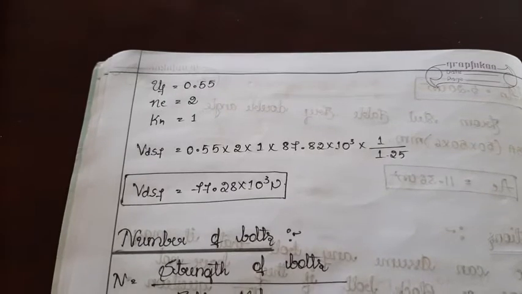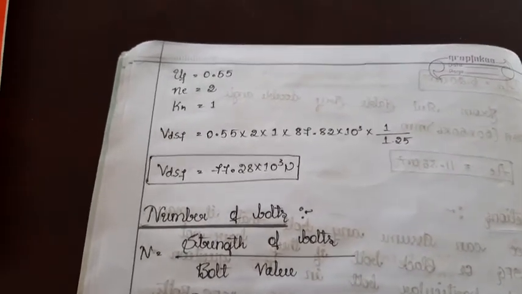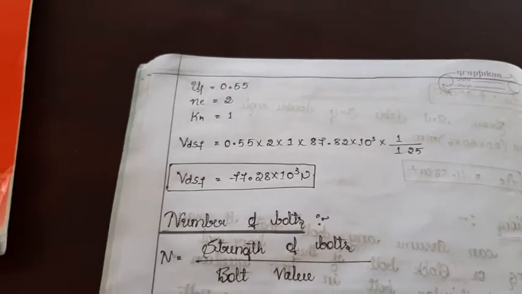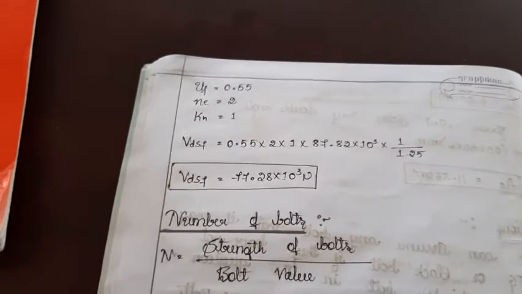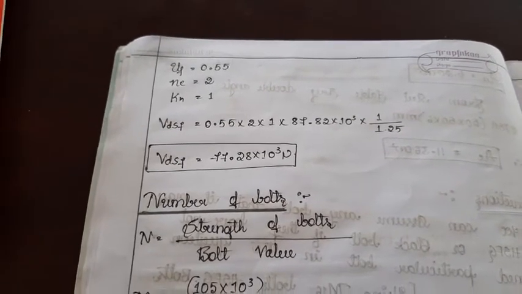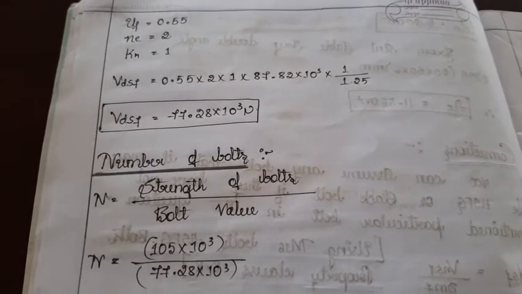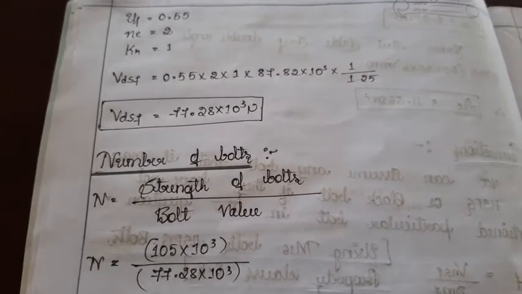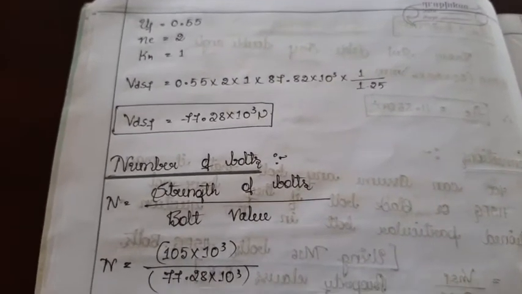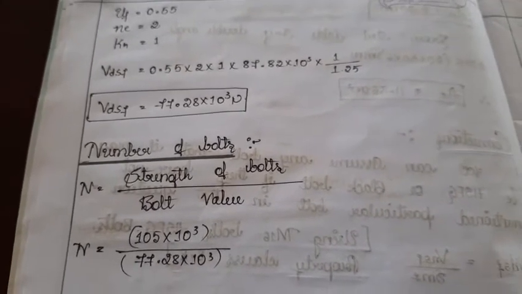So coming to this mu f, it is already standard. Mu f is 0.55. Ne is nothing but number of connections. So here the two connections will be there. Ne is always taken as 2, because in the truss Kh is always 1. Okay. So substitute all the values. When you substitute all the values, you will get your HSFG value, that is 77.28 kilonewton.